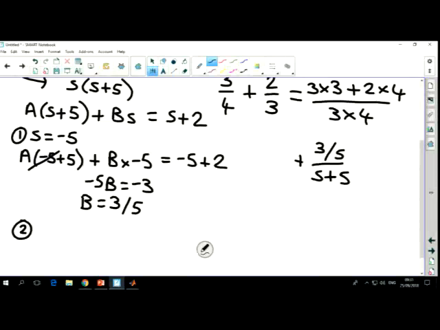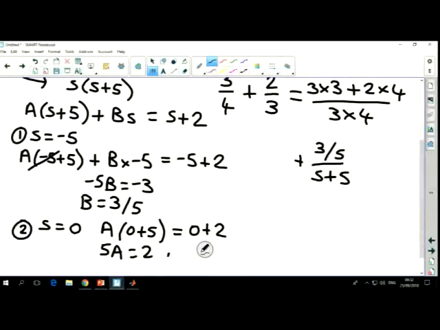Okay, for the second bit, we want to get rid of the b part, so we're just left with a. So what value would I make s to get rid of that b bit? 0. So if we make s equals 0, we're left with a times 0 plus 5 equals 0 plus 2. Would you agree with that? Yeah, and just by a bit of arranging, we've got 5a equals 2, so a equals 2/5. And that then gives us our other bit of the equation here. Just draw a line. So that's essentially our answer to that equation, yeah?